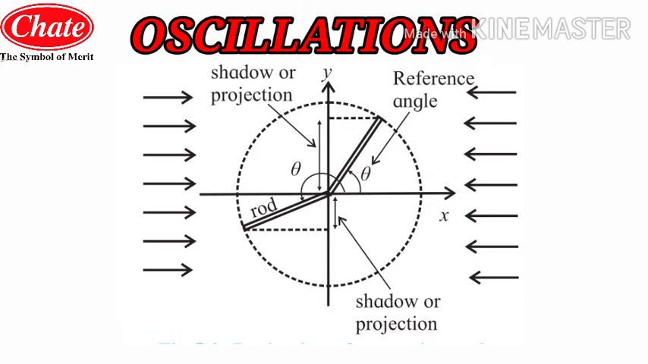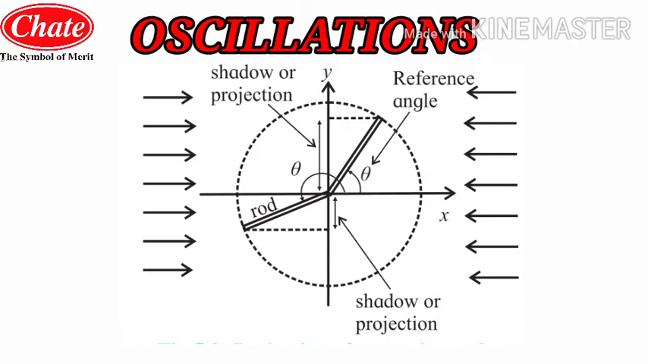The shadow of the tip of the rod will fall on the y-axis. You can see the dotted line which connects the tip of the real rod to the shadow of the tip of that rod. Thus the projection will be produced on the y-axis. The tip of this shadow can be seen oscillating about the origin.